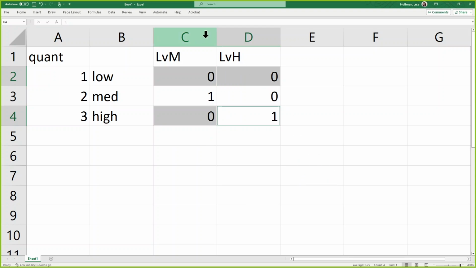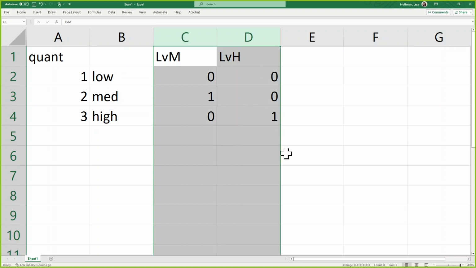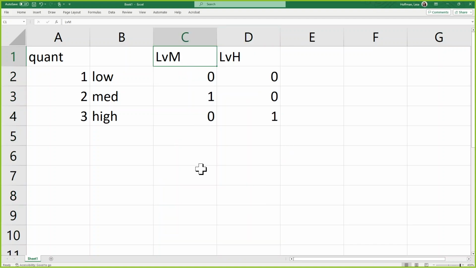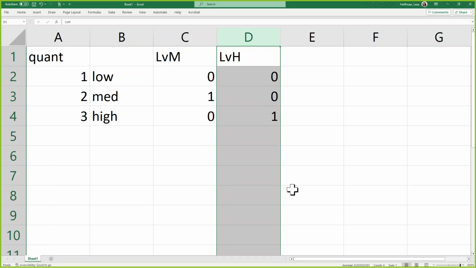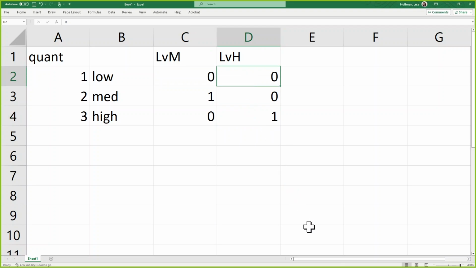So when they're all together, they have the right interpretations. This variable's slope will tell you how much medium differs from low. This variable's slope will tell you how much high differs from low instead.